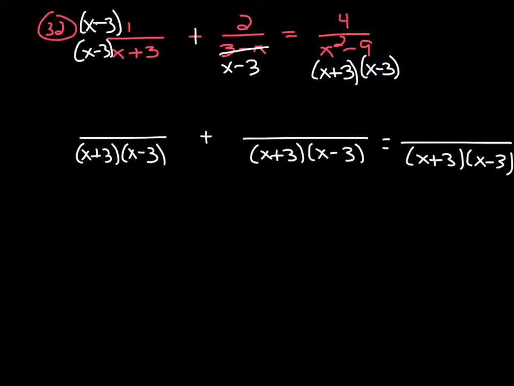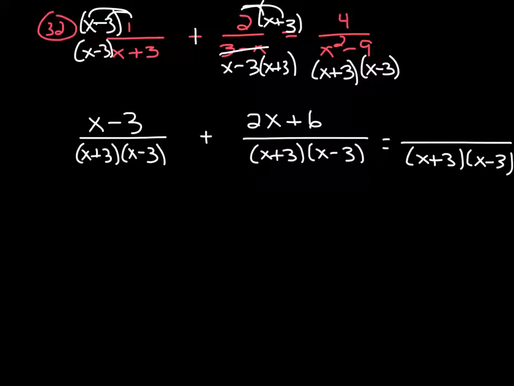The second fraction is missing the x plus 3. So let's multiply the numerator and the denominator by x plus 3. And this last fraction already has both, so we can leave it as is. Okay, so then if I take this 1 and distribute it to the x minus 3, it stays as x minus 3. If I take the 2 and distribute it to the x plus 3, it becomes 2x plus 6. And then I can just take this 4 and just bring that right down.